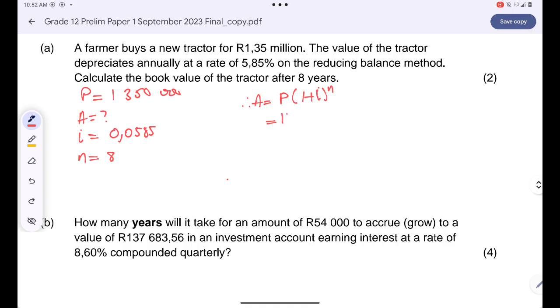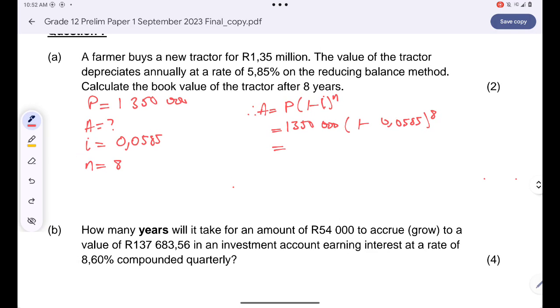P is just 1,350,000 rands, and then 1 plus 0.0585 to the power 8. Why did I say plus, guys, since I'm depreciating? It should be 1,350,000 times (1 minus 0.0585) to the power 8.